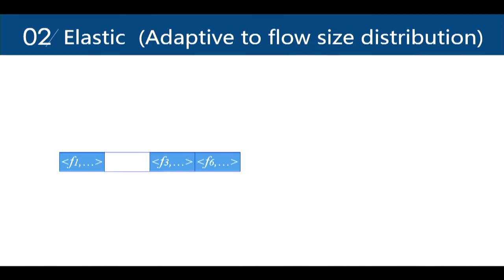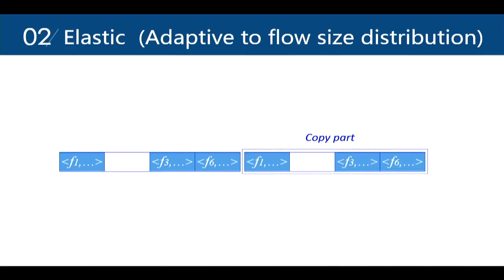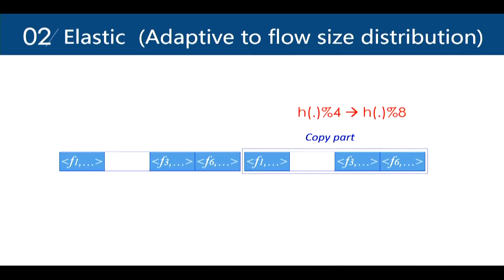Suppose this is the original heavy part. It has four buckets. We just copy it. Then we have a copy part. After the copy operation, the hash function is changed from H modulo 4 to H modulo 8. Then each flow has a redundant copy in all the buckets. One straightforward solution is to scan all the buckets and eliminate all redundant copies.